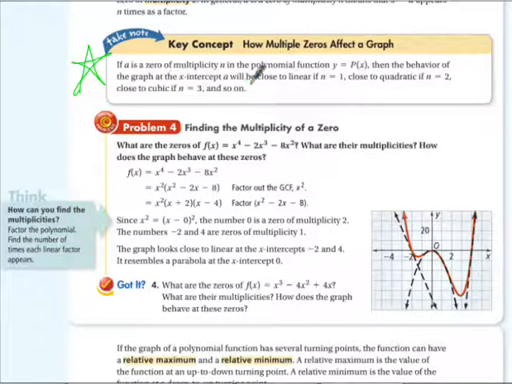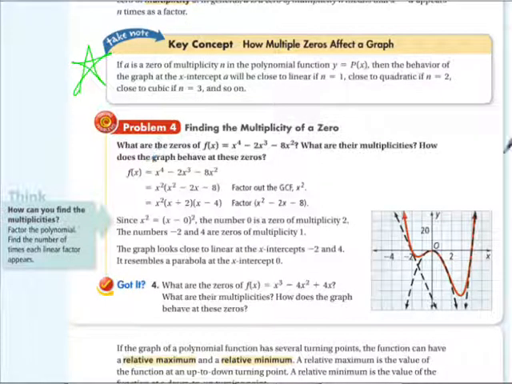If a is a zero of multiplicity n in the polynomial function y equals p of x, then the behavior of the graph at the x-intercept a will be close to linear if n equals 1, close to quadratic if n equals 2, close to cubic if n equals 3, and so on. So here's what that looks like.